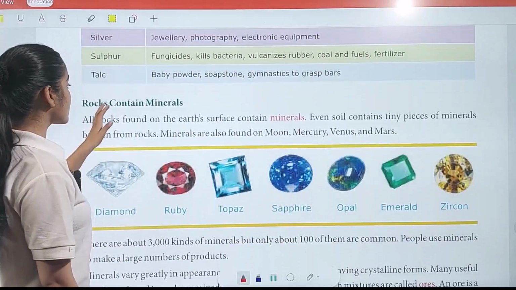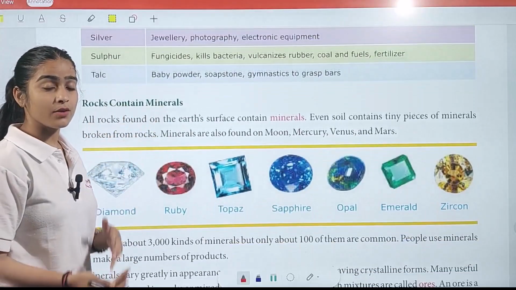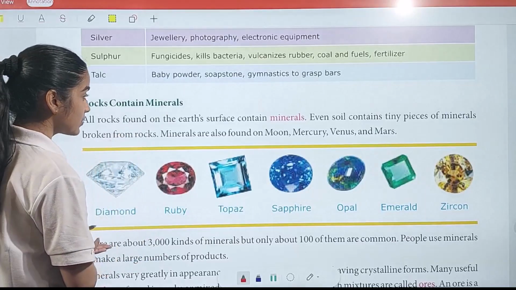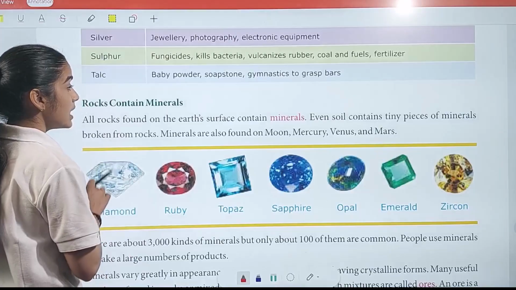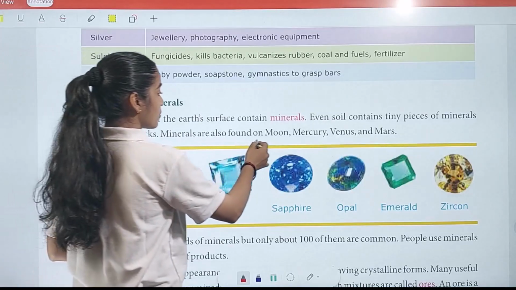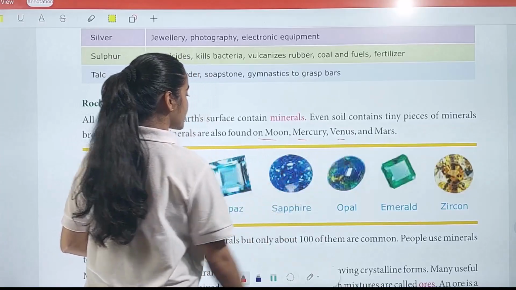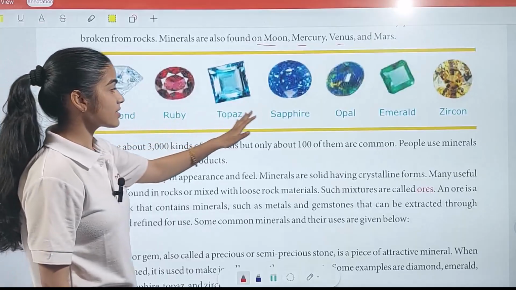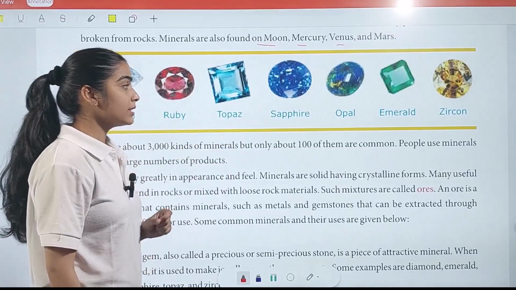Now we have rocks that contain minerals. All rocks found on the earth's surface contain minerals. Even soil contains tiny pieces of minerals broken from rocks. Minerals are also found on the moon, Mercury, Venus and Mars. And these are the gems we have: diamond, ruby, topaz, sapphire, opal, emerald and zircon.